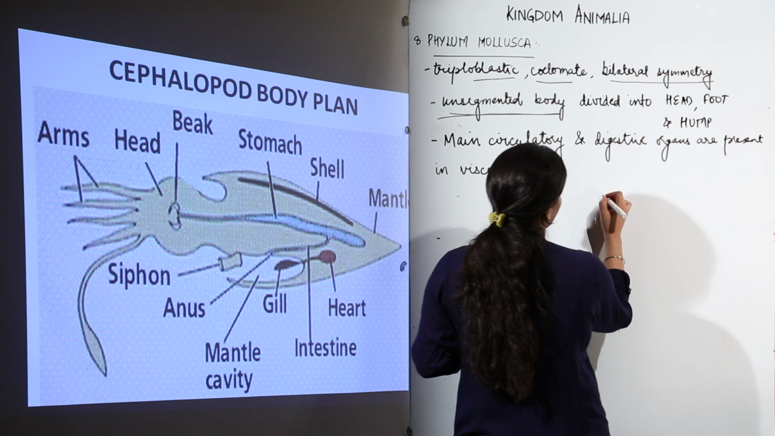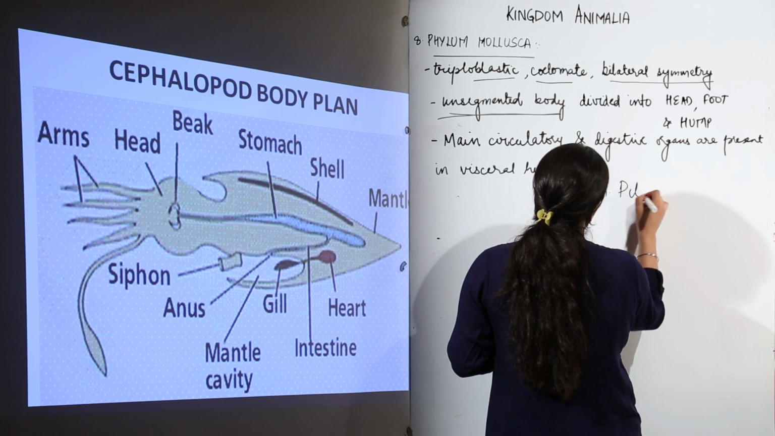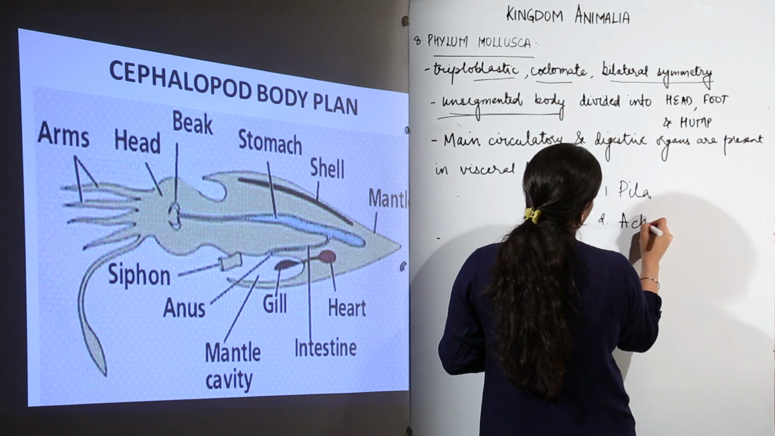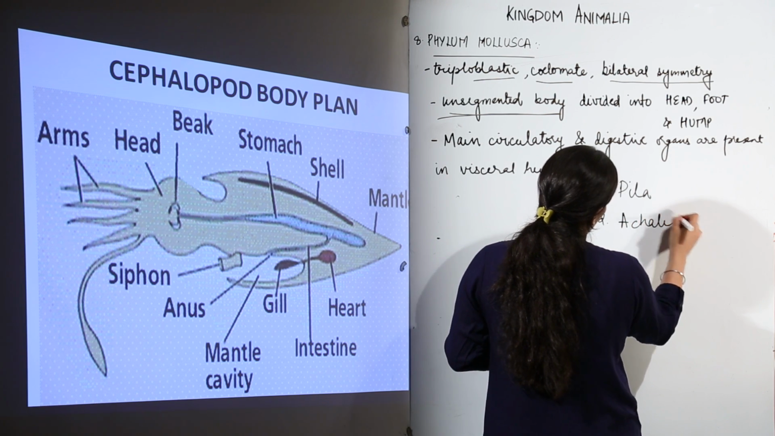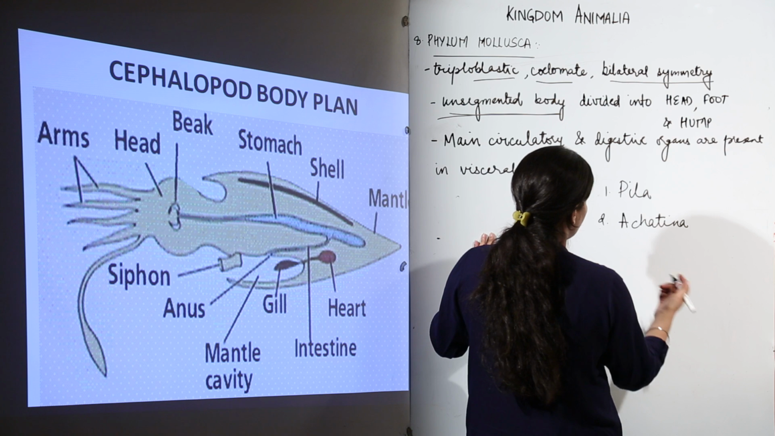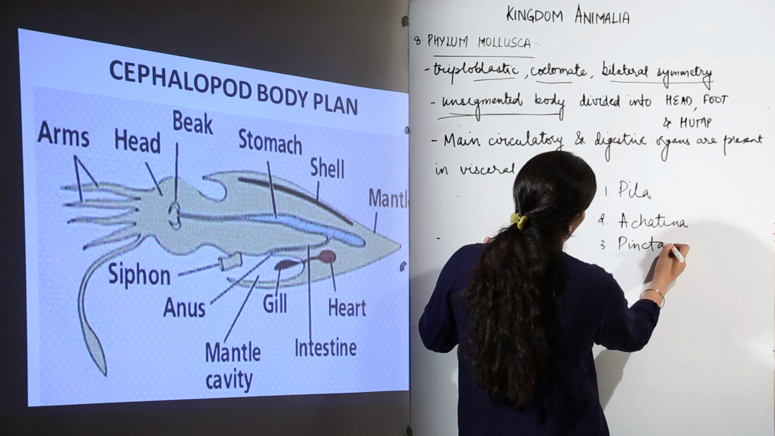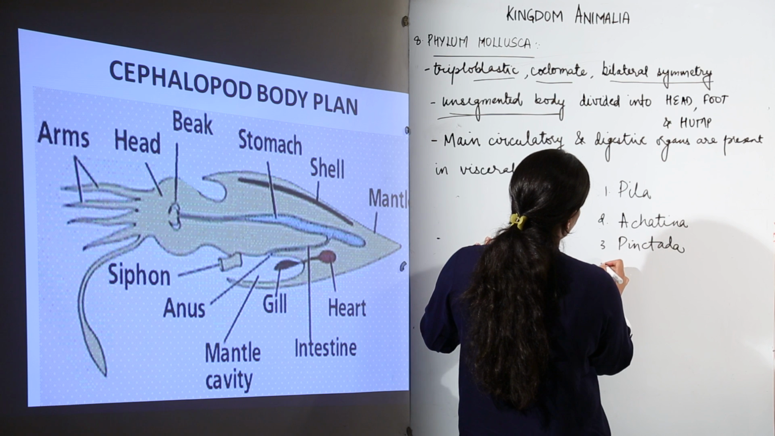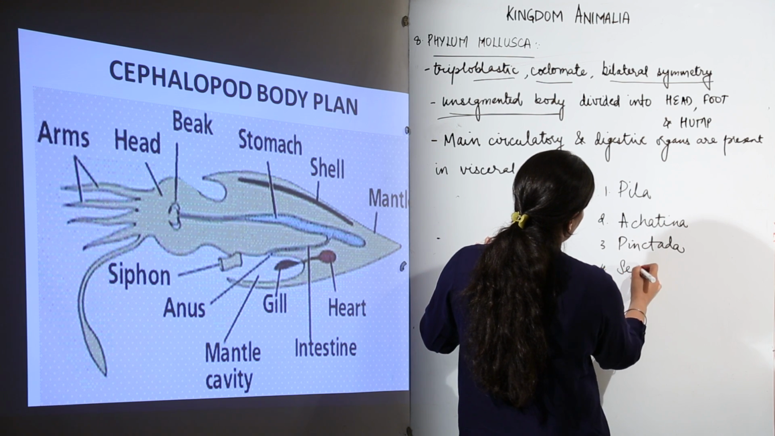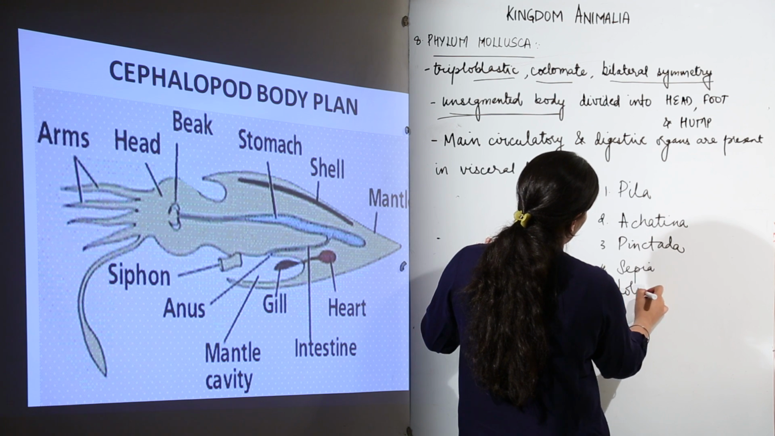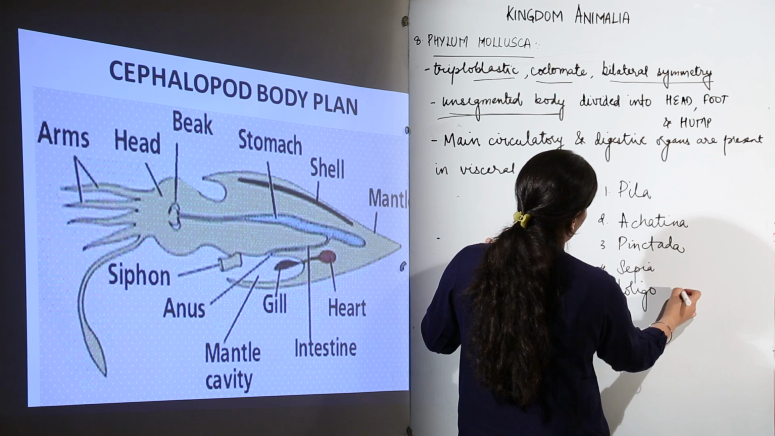Now let us see the examples. First one is Pila, that is the apple snail. Second one is Achatina, that is the common land snail that we have. Then the third one is Pinctada, that is the pearl oyster. Then we have Sepia, that is the cuttlefish. Then we have Loligo, that is the squid.